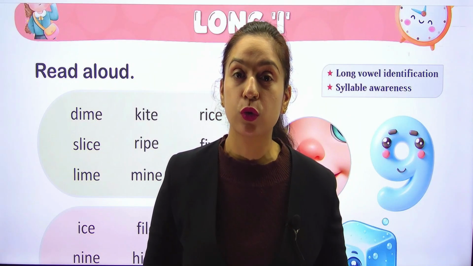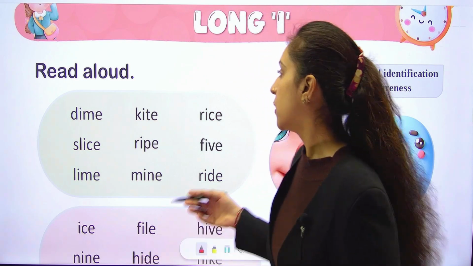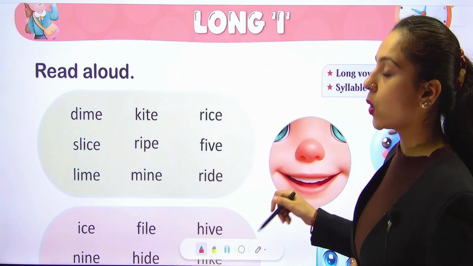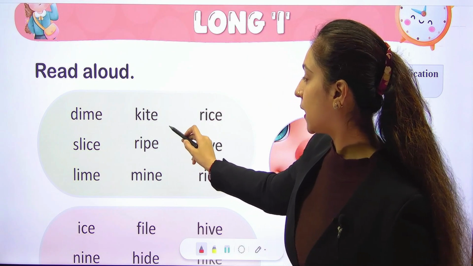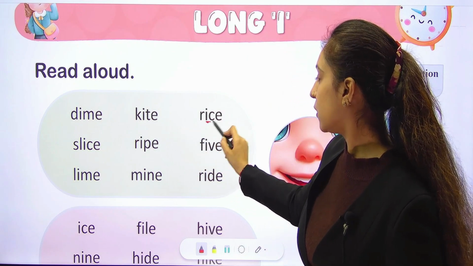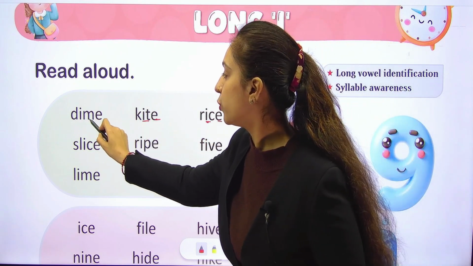It's time to do long I sound. So let's begin. Long I sound, read aloud. D-I-M-E dime, K-I-T-E kite, R-I-C-E rise. We have two different syllables.